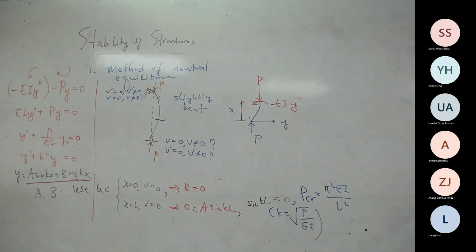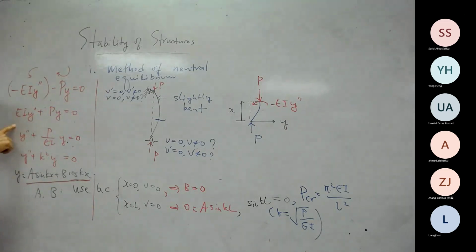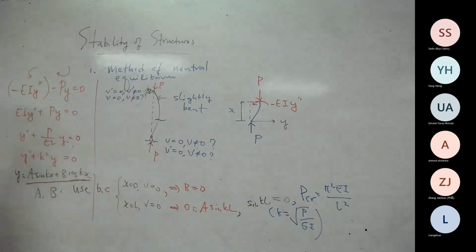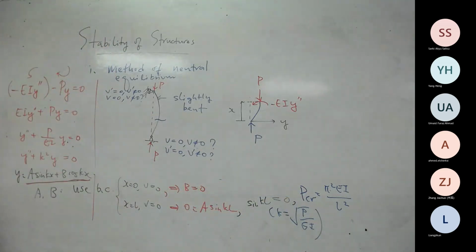Okay. So this is the method of neutral equilibrium. You will get partial differential equations at the end, get the solutions, and then apply boundary conditions, finally getting to an equation that you need to solve to determine the P critical. The next method that I will cover is the slope deflection equation method.